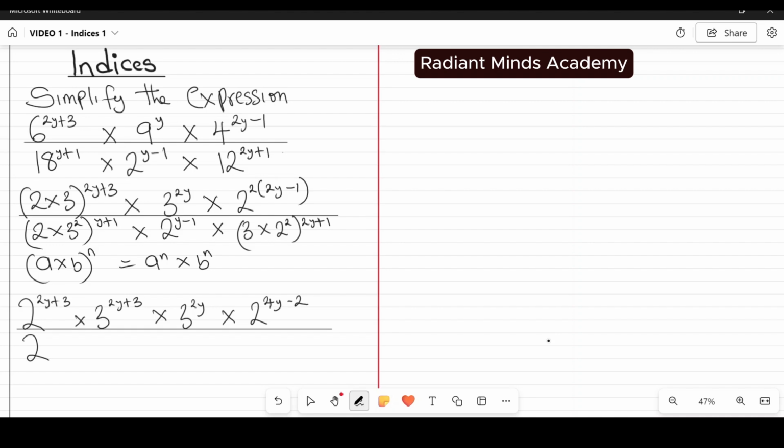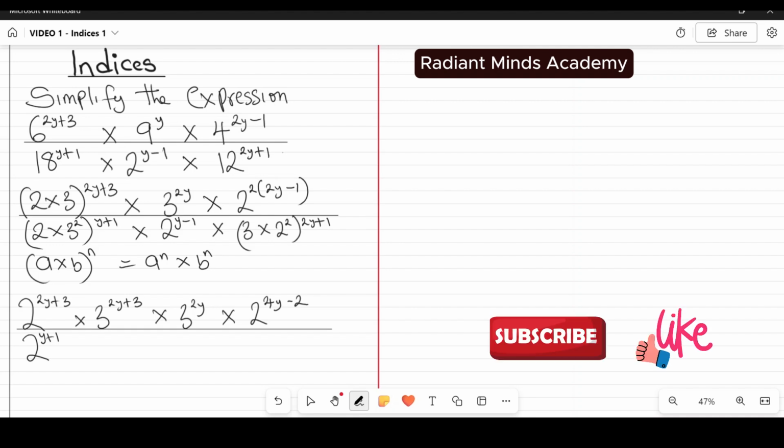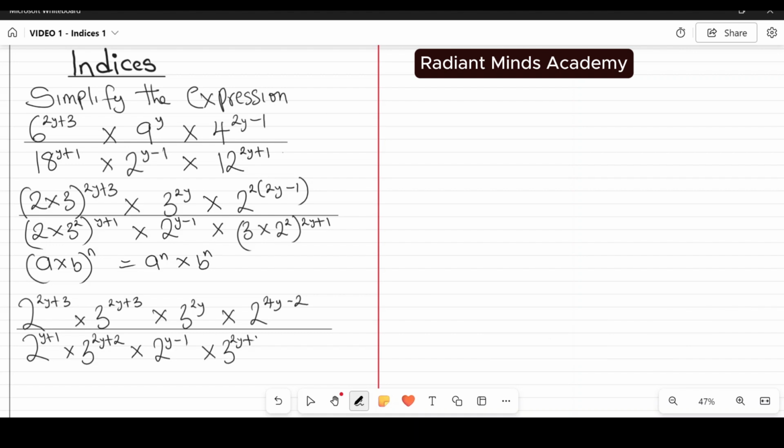2 raised to the power of y plus 1 times 3 raised to the power of 2y plus 2 times 2 raised to the power of y minus 1 times 3 raised to the power of 2y plus 1 times 2 raised to the power of 4y plus 2.